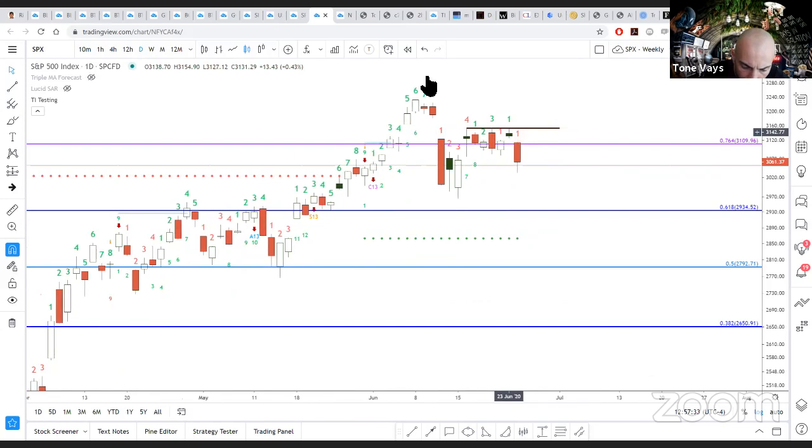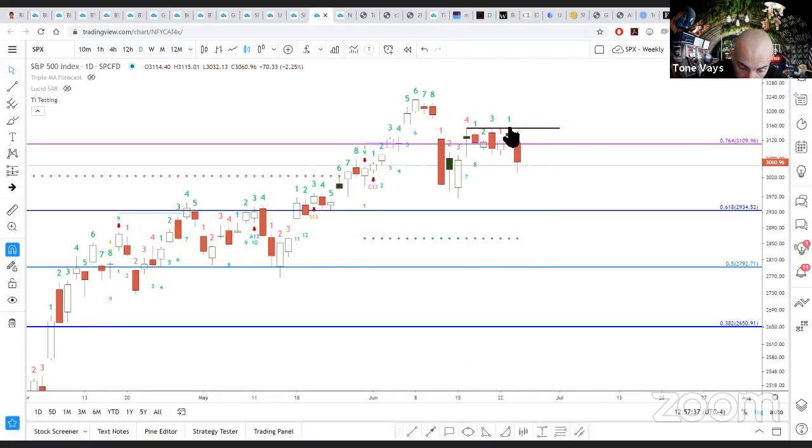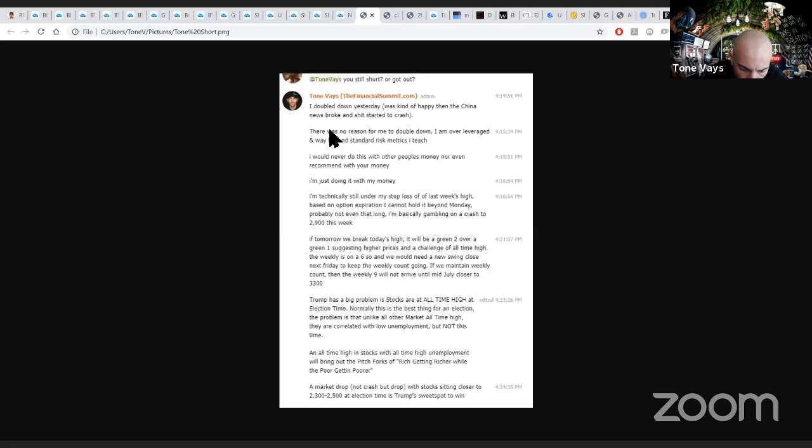And here's what I wrote yesterday. I took a screenshot. Someone asked me in a group, around 4 p.m. yesterday, am I still short, or did I get my stop loss hit? It was a legitimate question, because it's 50-50. This is exactly where my stop loss is supposed to be. And the reason I want to read my reply is that it also talks about the general market.